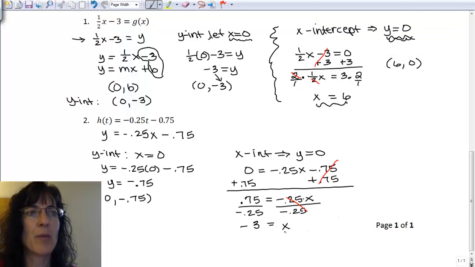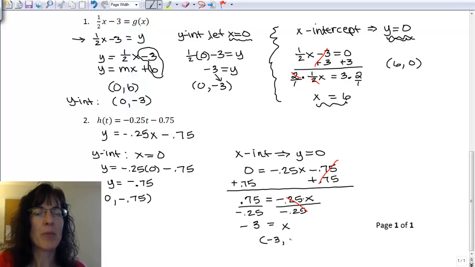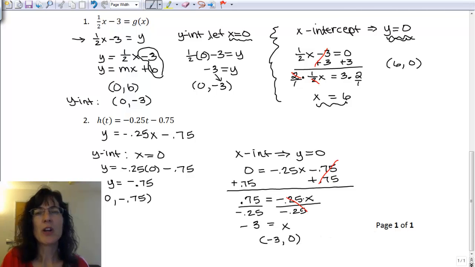That means my x part is a negative 3, and my y part up there is a 0. So we started off with some decimals in our original equation, but our x-intercept came out to be whole numbers. And our y-intercept had a negative 0.75, but it's not too bad.